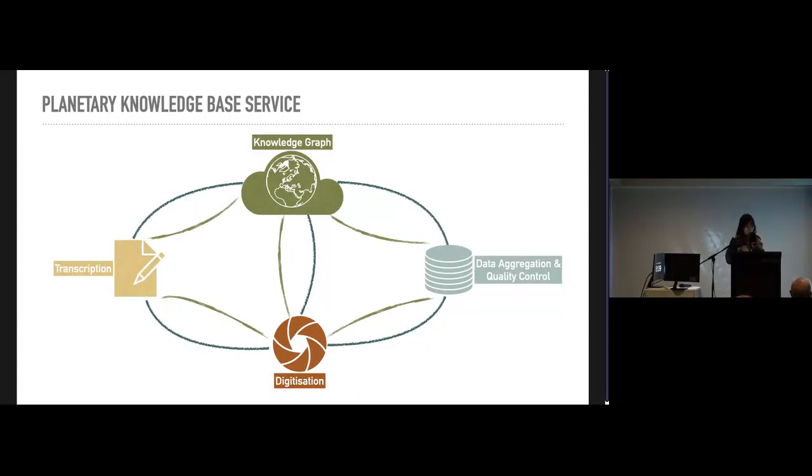After last year, we came up with an idea about whether it's possible to link the whole process from our knowledge graph to the data aggregation and quality control service, and also our digitization and transcription process. Natural History Museum London has 80 million specimens, and this brings us a really huge challenge for digitization and transcription. It's fairly impossible for our 40 people, like the DDI team, to finish the job in maybe the next four or 500 years. So this is impossible, and we started thinking about linking all these things together.